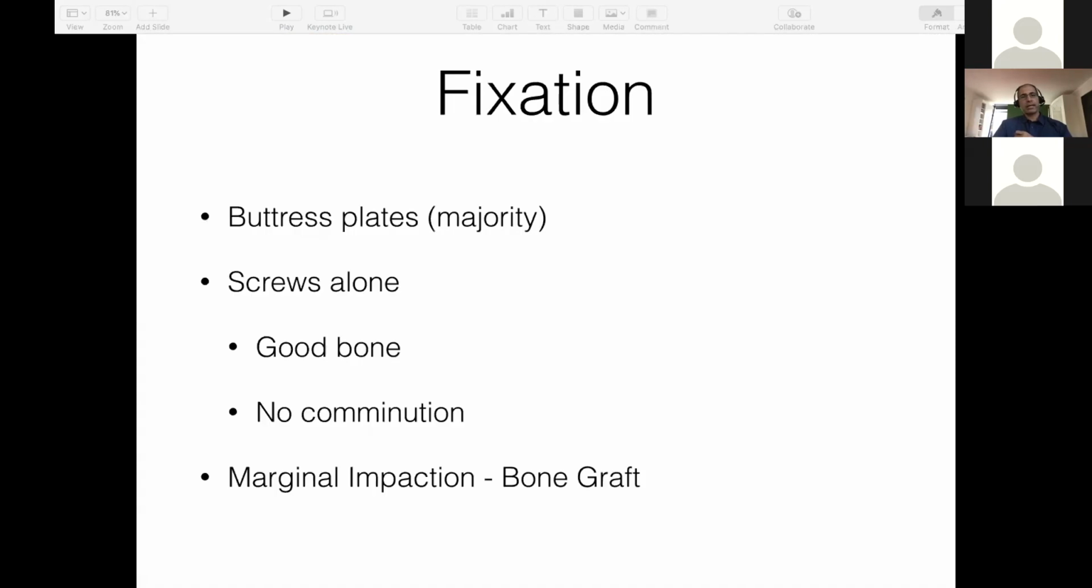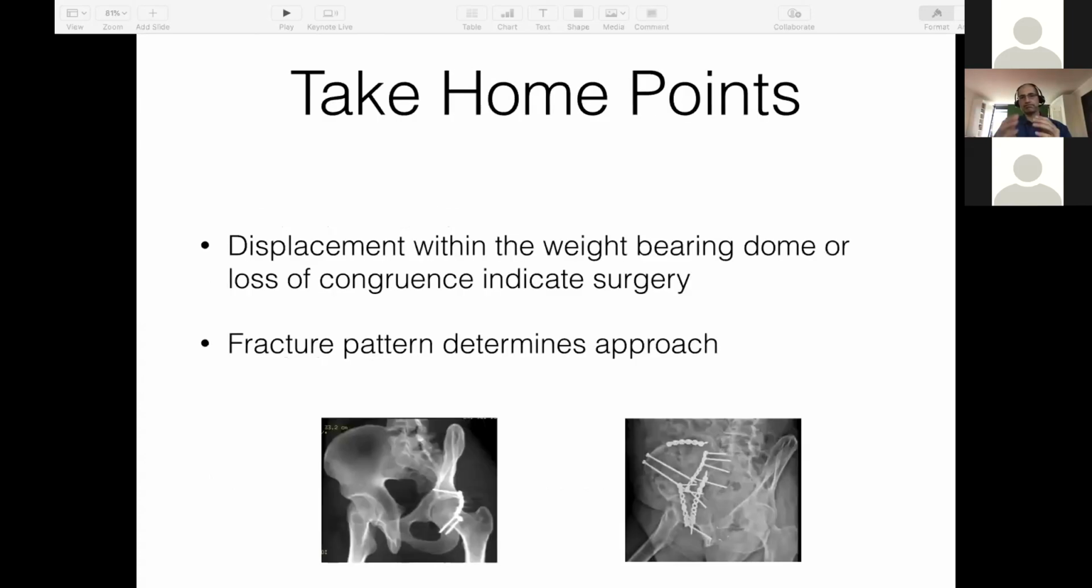All right. The only thing you really need to know about fixation at this point, and this is a common question in the operating room, is what is the function of most plates that we use in the acetabulum? They tend to be buttress plates. Screws alone can be used in patients with really good bone and minimal comminution. Often this is an approach that's being used with percutaneous techniques, and you need to have bone graft available in settings of marginal impaction.